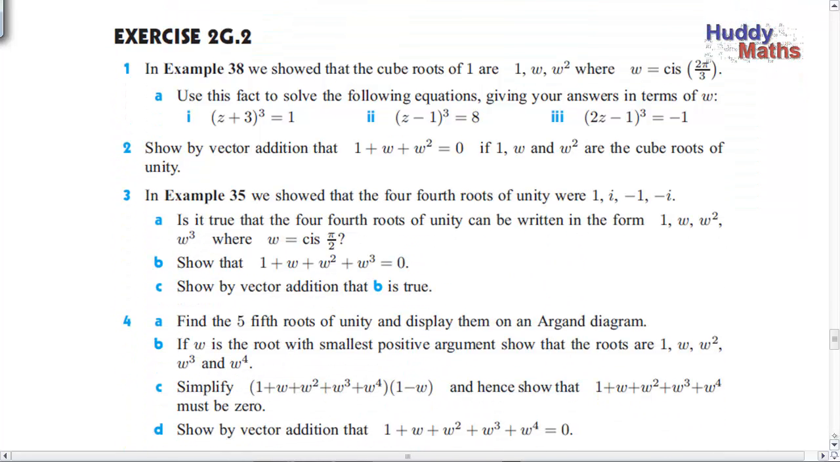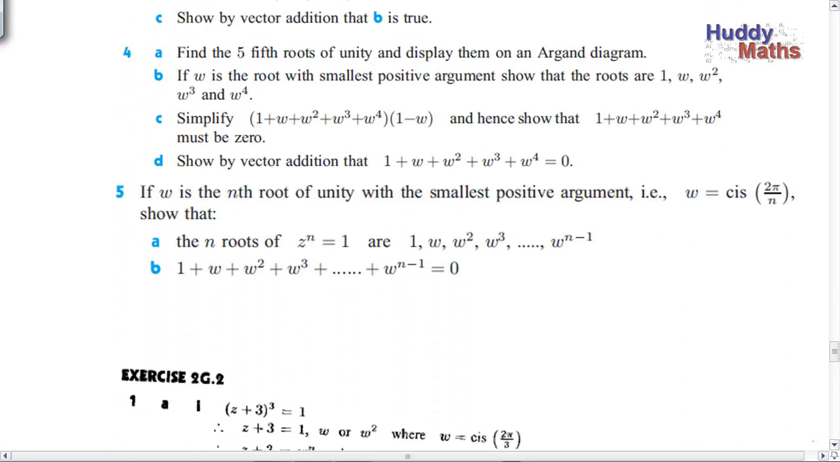2G2. Here we are. Quite a few to do here. Here's the answer to that one there. Can you show by vector addition that 1 plus omega plus omega squared equals 0 if they are the cube roots of unity? That's the one I was just talking about. So go back up and get those vectors and see if you believe they do give a closed figure. The sum there would be 0 if they form a closed figure, those vectors. All right, have a go. Questions 1 through 4 there. See what you think. Okay, and then 5.